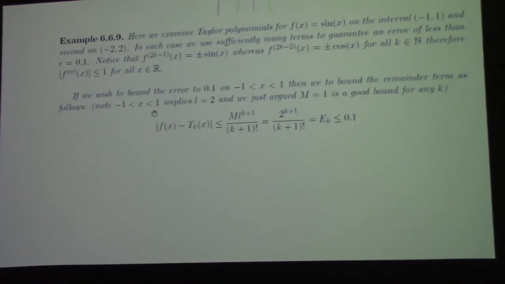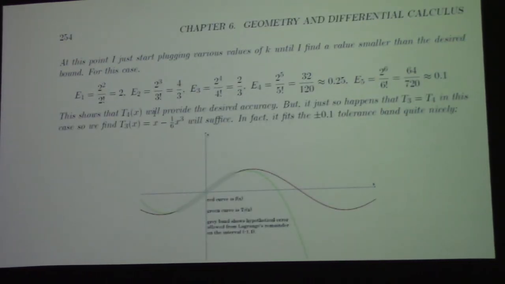And so I put in the 1, and I chose to look at minus 1 to 1 for my interval. And so a bound for the error in the kth order Taylor polynomial would be 2 to the power k plus 1 over k plus 1 factorial. And I again illustrate.